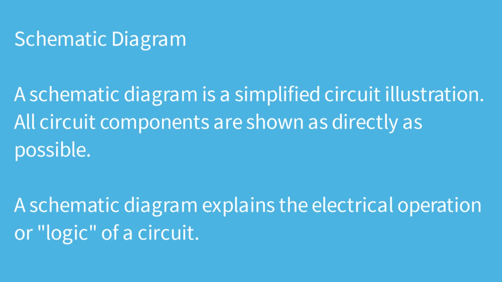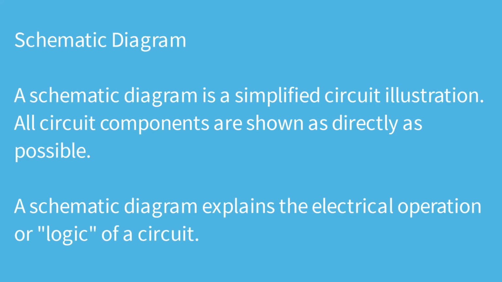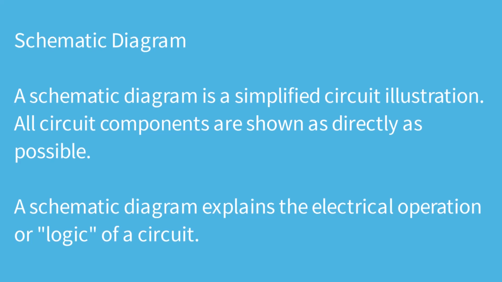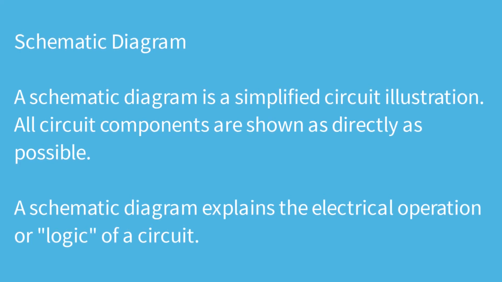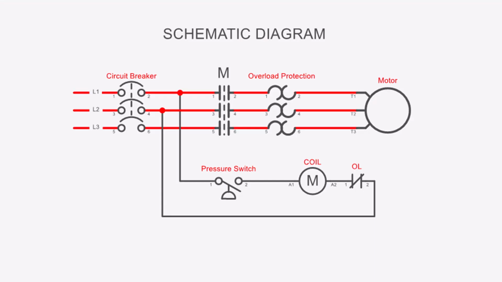Schematic diagram. A schematic diagram is a simplified circuit illustration. All circuit components are shown as directly as possible. A schematic diagram explains the electrical operation or logic of a circuit. Now displayed is a schematic diagram for the air compressor shown previously. The diagram clearly shows the line power flow and the pressure switch circuit.